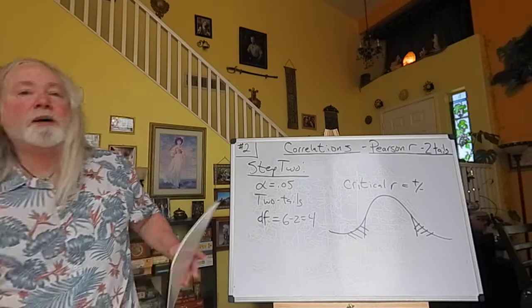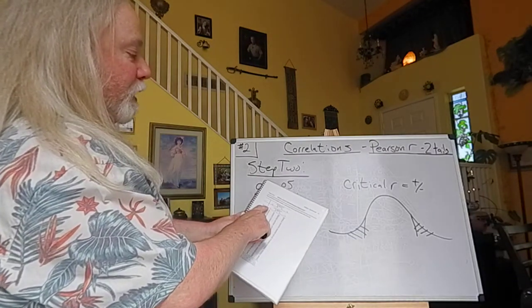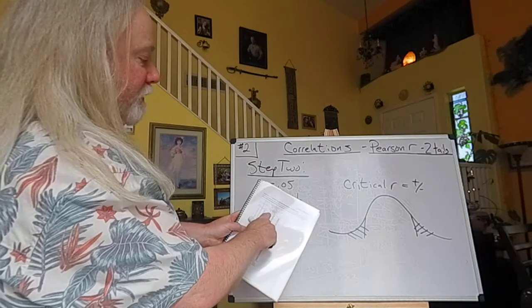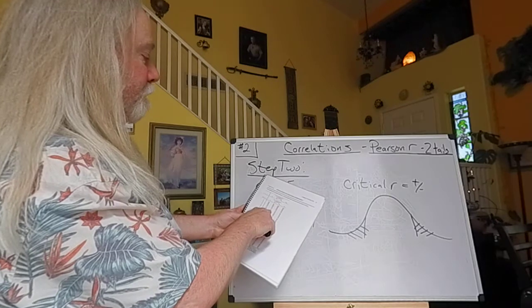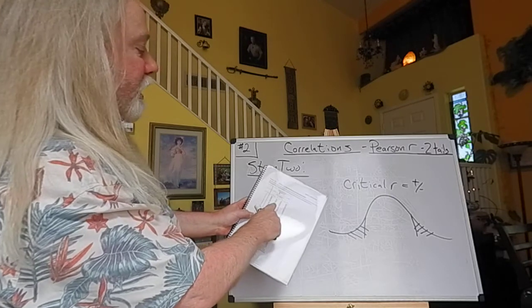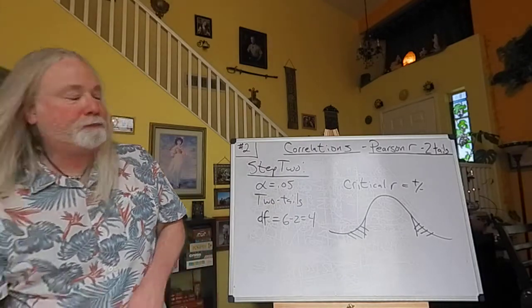So again, we go to our critical R table. The second row is for two-tailed. We're doing 0.05, so we want this second column here, and we want to go down to 4 degrees of freedom. And in doing so, we can see that our critical R is plus or minus 0.811.